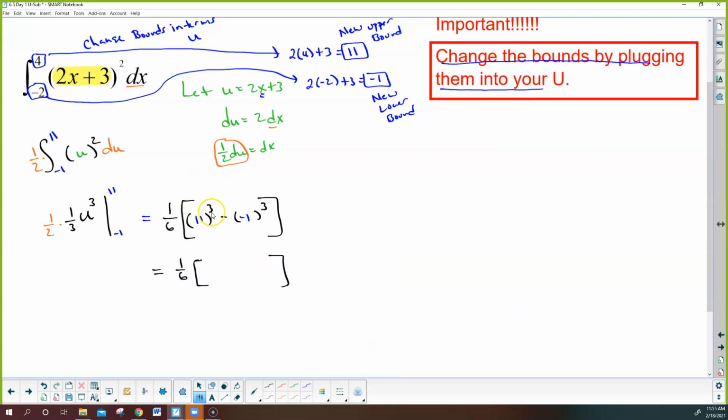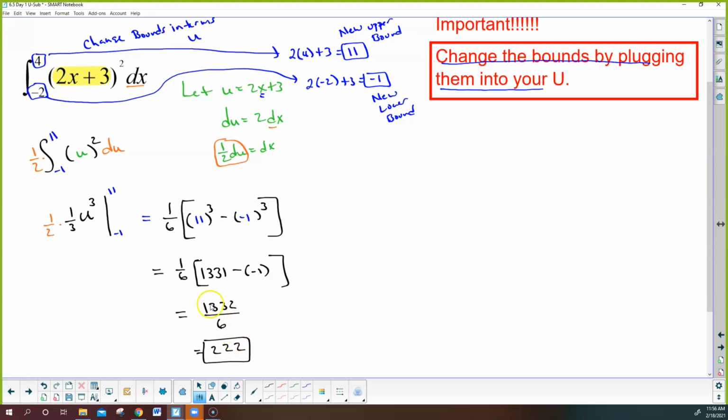And now, unfortunately, that's going to be a huge number, 11 to the 3rd power. I didn't have that set up super friendly. And then I know -1 to the 3rd power is -1. So in addition, if I times that by 6, we get an actual answer.